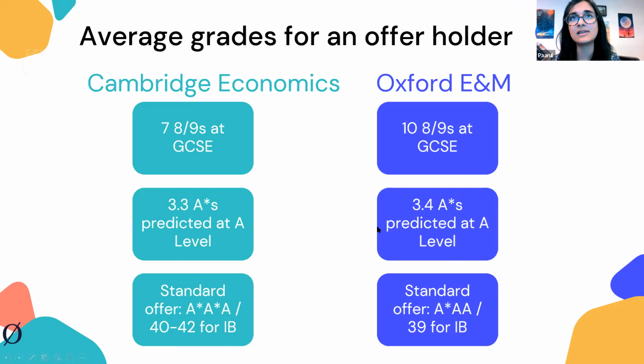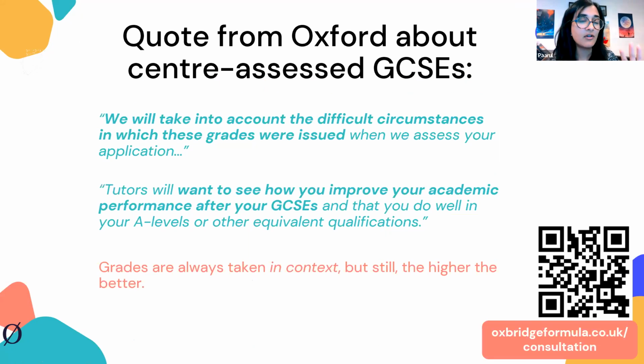So just to give you some ideas on that, I just want to say, for year groups affected by the pandemic, Oxford says the following: we will take into account the difficult circumstances in which these grades were issued, the GCSE grades, when we assess your application. Tutors will want to see how you improve your academic performance after GCSE and that you do well in your A-levels or other equivalent qualifications. And it does say grades are always taken in context. So I just want to add, that means, say you go to a school where it's very difficult for you to achieve 3 A stars, people just don't achieve those. They will, of course, take that into context, similarly with GCSEs. But they do say still, the higher the better.